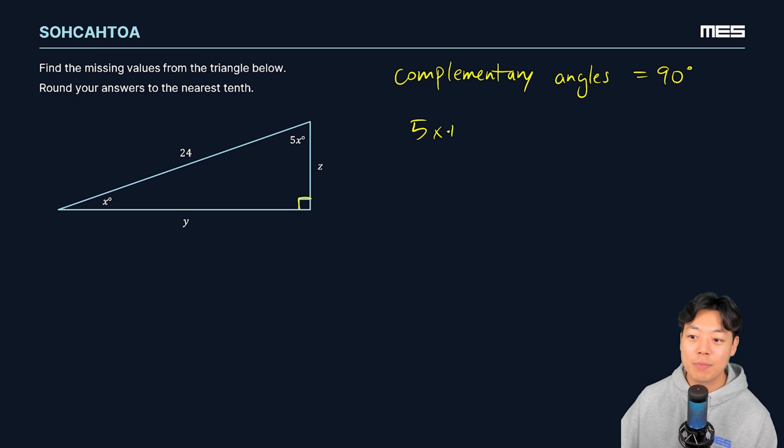So we know 5x plus x is equal to 90. So 6x is equal to 90 and x will be equal to 15. So if this is 15 degrees, then this will be 75 degrees.